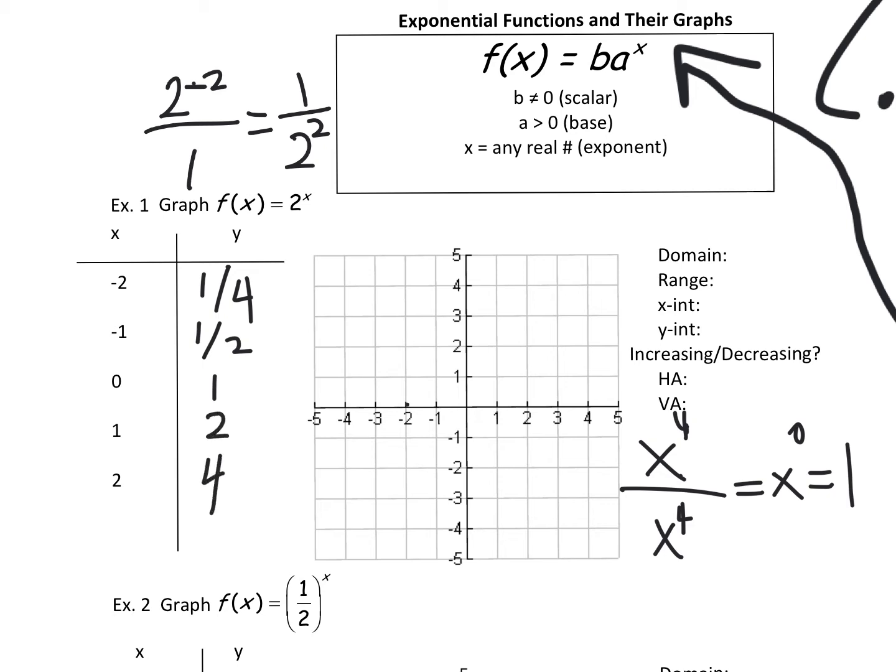Let's graph those: -2, 1/4; -1, 1/2; 0, 1; 1, 2; and then 2, 4. You see we have what will look like that.